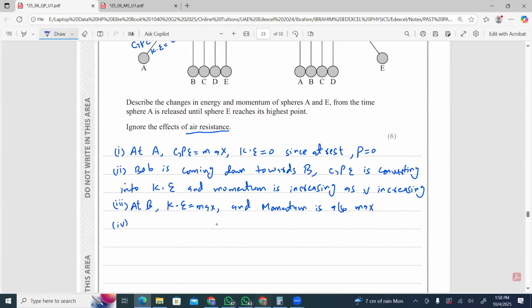Then at 4, you have to say the kinetic energy and momentum is transferred from A to E through B, C, and D. Okay.